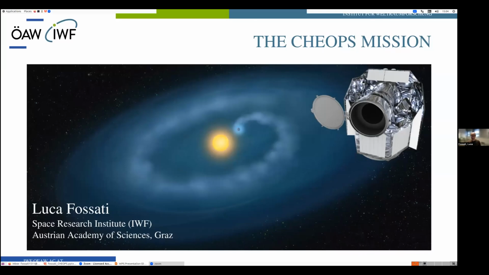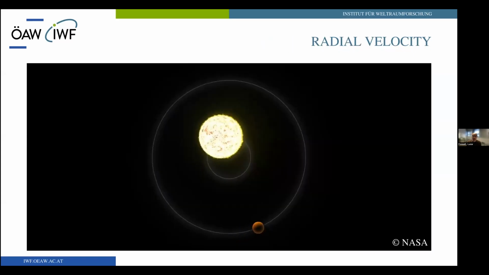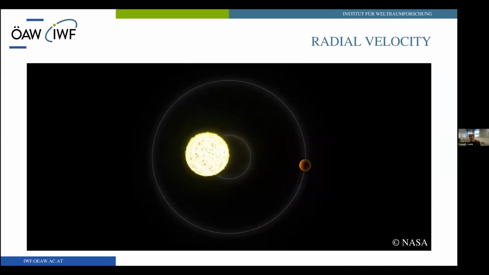Let's start. I'm going to present you the CHEOPS mission, and I'll, however, start with a short introduction about exoplanets. And we start with how we detect exoplanets, which are the two main methods that are currently used to detect exoplanets, and they are the radial velocity method and the transit method.